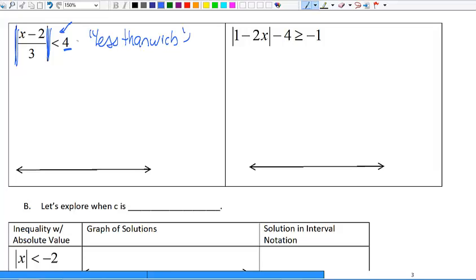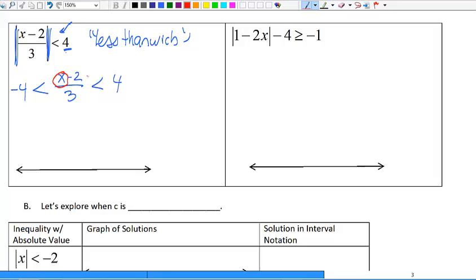Again, the 4 is positive, and the 4 needs to be positive in order for this to work. We'll explore when c is negative in the next part. So because it's a positive 4 and it's a less than which, we have x minus 2 over 3 sandwiched between positive 4 and negative 4. Now I need to solve for x. So I need to get rid of the divide by 3 and get rid of the subtract 2.